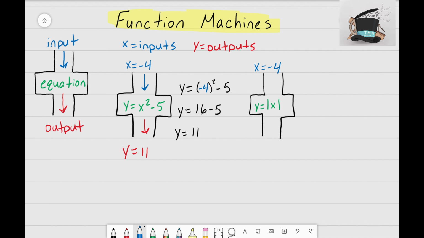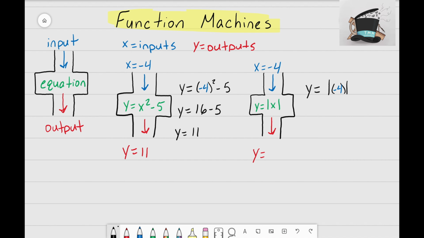Now, we're still going to do the same thing. It's just that we're using the same input, but we're going to be using a different function machine for that input. So I'm dropping the negative 4 into this new equation, and I want to see what my new output's going to be. So again, let's write out our function machine to the side. Y equals the absolute value of my x value. And again, I'm not going to write x because my x equals negative 4.